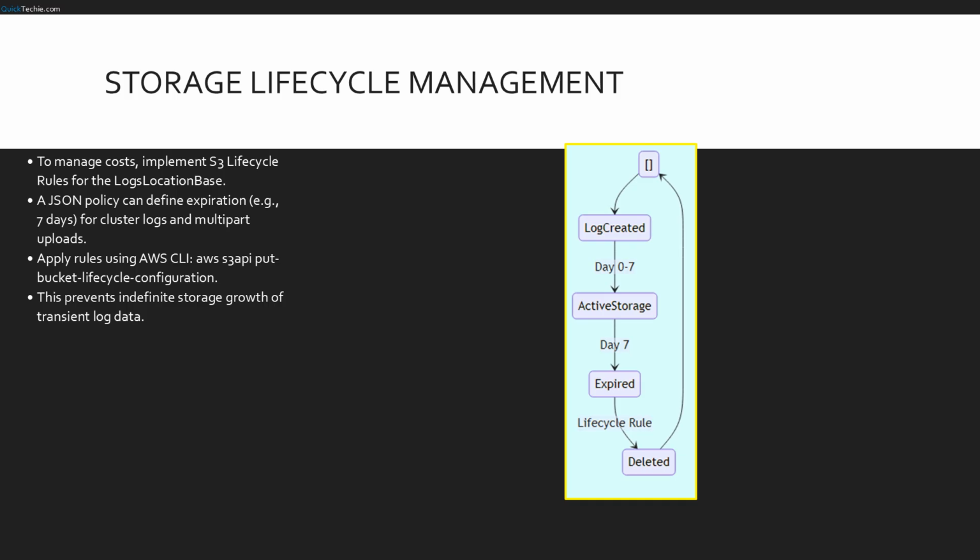These rules are applied directly to the bucket using the AWS CLI command put-bucket-lifecycle-configuration. This simple step prevents your storage bill from growing indefinitely due to transient telemetry data.